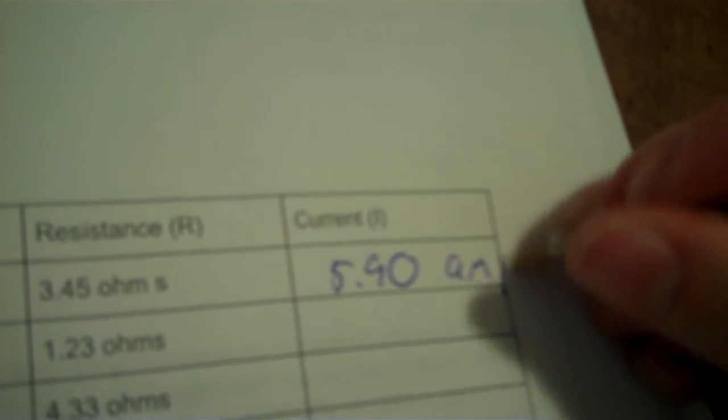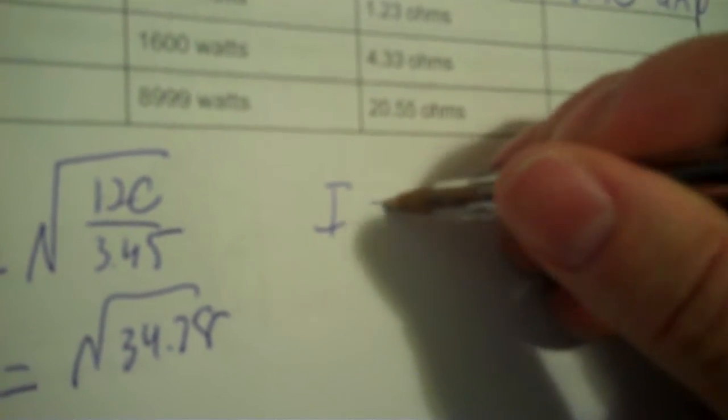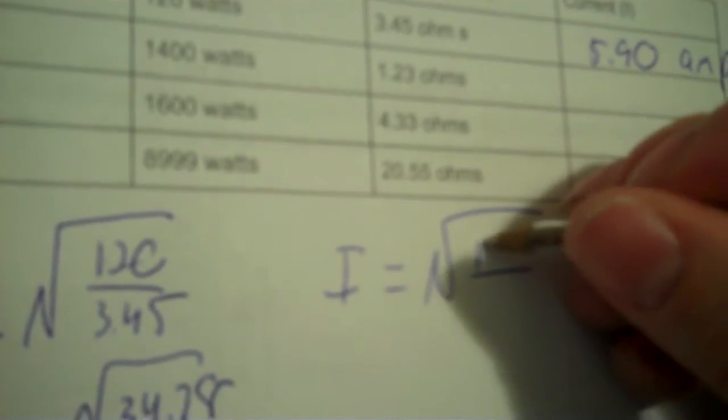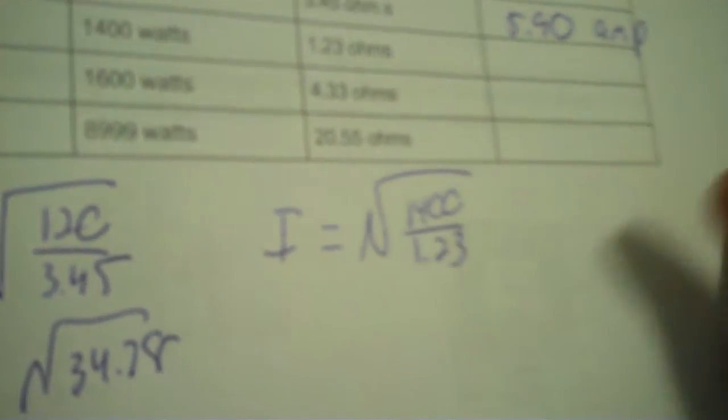And then I need to find the square root. So second, x squared, 34.78. 5.90 is the current, okay? The label on that is amperes. Just put AMP, okay? Next one, then it's essentially just repeating the same process, okay? So the next one, I equals the square root. We're going to first divide 1400 by 1.23 before I do the square root.